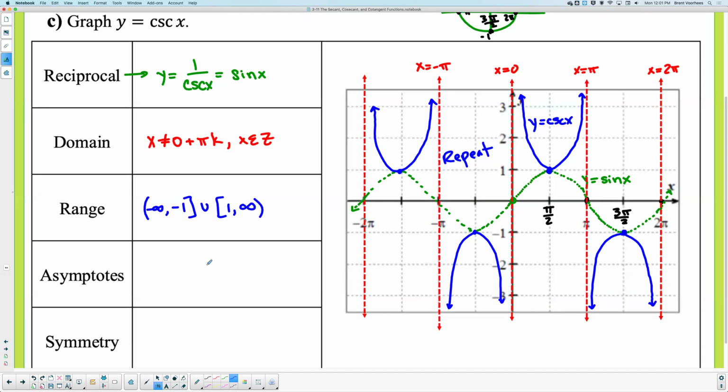To do the asymptotes, it's exactly the opposite of the domain. Instead of saying x does not equal, you would say x equals. Let me do that. So you would just say x equals 0 plus pi k. If you're wondering, do you actually have to include the 0? No, you don't. I should have done k easy. Sorry.